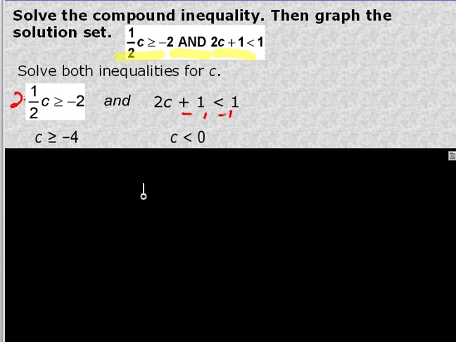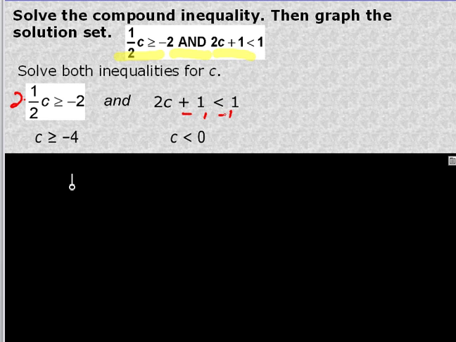And then when you divide, you get 0. Divide both sides by 2. 0 divided by 2 is 0. Here we get c is greater than or equal to -4. And remember, this is an and. c is greater than or equal to -4 and less than 0.